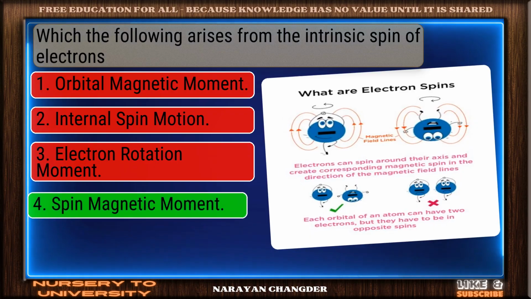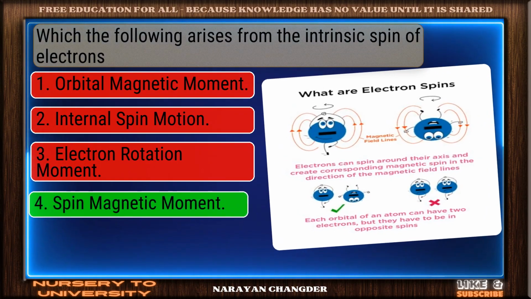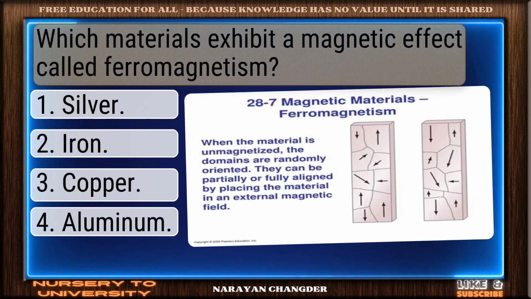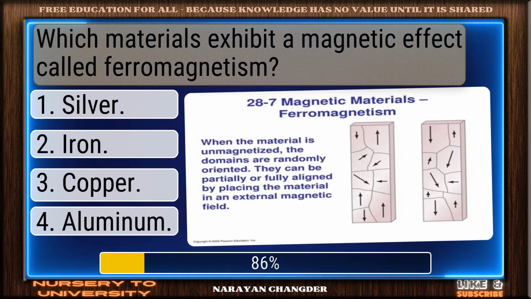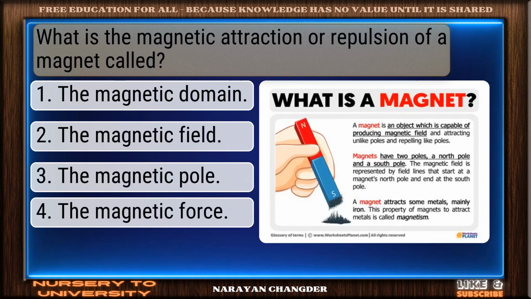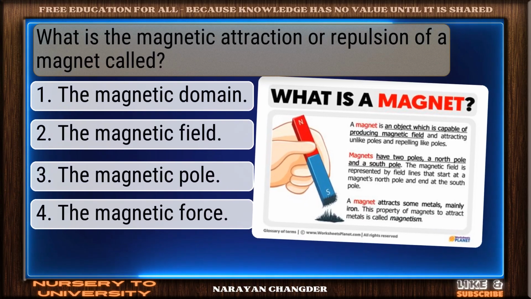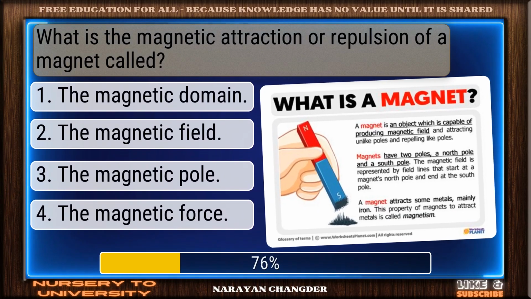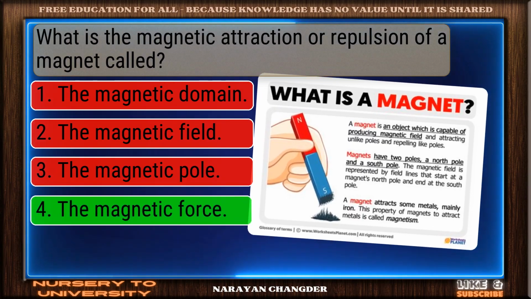Nice selection. Spin magnetic moment is the correct and valid answer. Which materials exhibit a magnetic effect called ferromagnetism? You got it. Your choice, iron, is right. What is the magnetic attraction or repulsion of a magnet called? Well reasoned. The magnetic force is the correct choice.